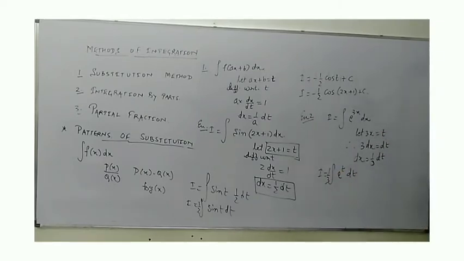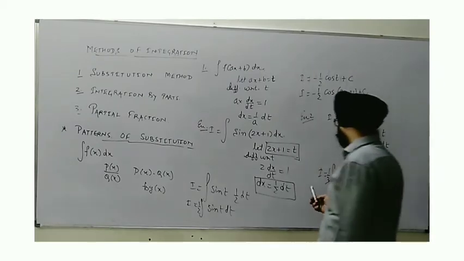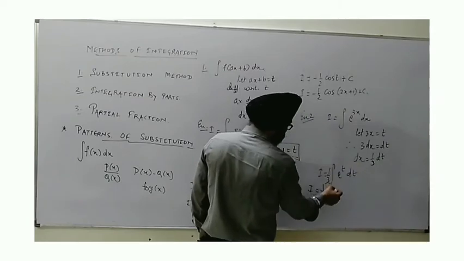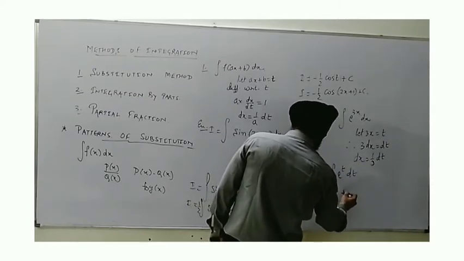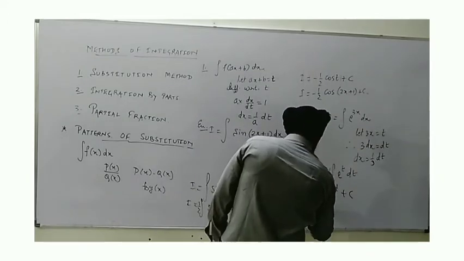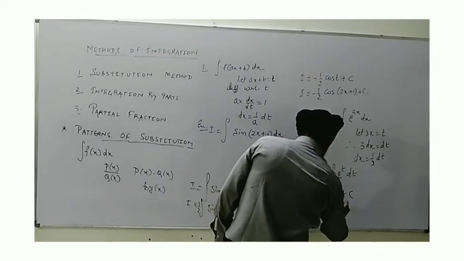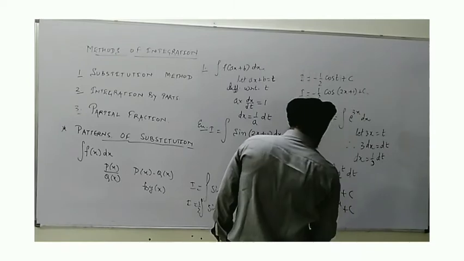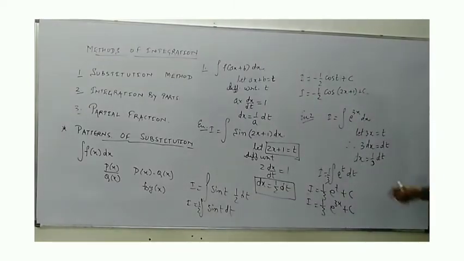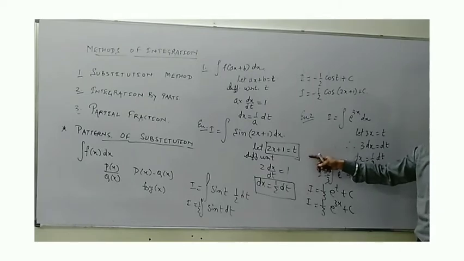Now again this becomes a basic pattern. We can solve it. This is equal to 1/3 e raised to the power t, its integration e to the t plus c, and the value of t as it is, 1/3 e raised to the power 3x plus c. So this is a step-by-step observation. One observation I have shared here.